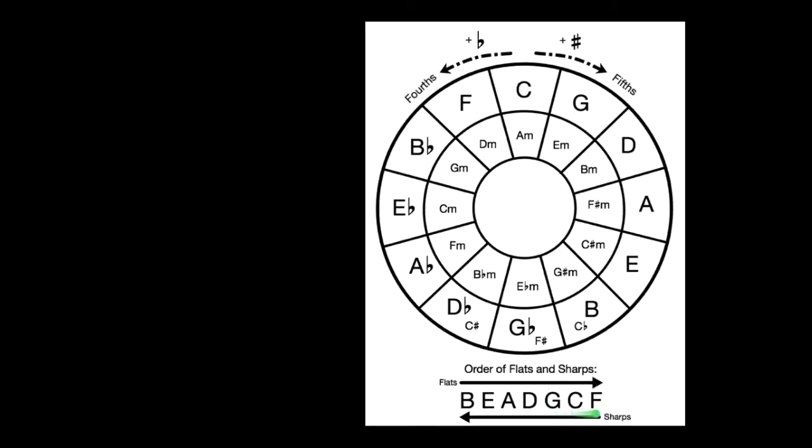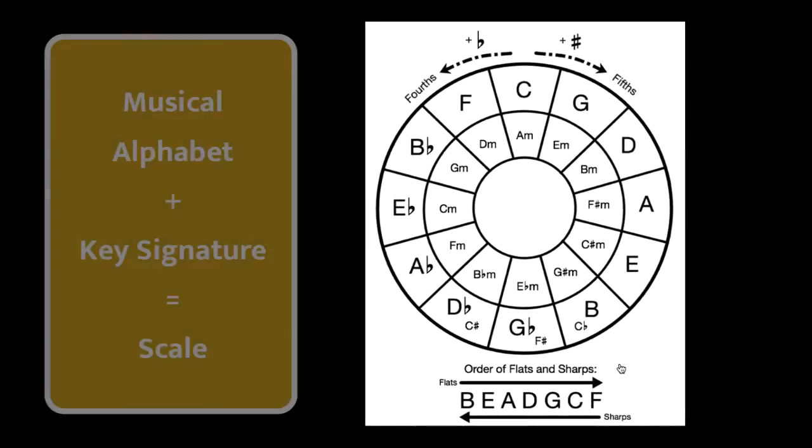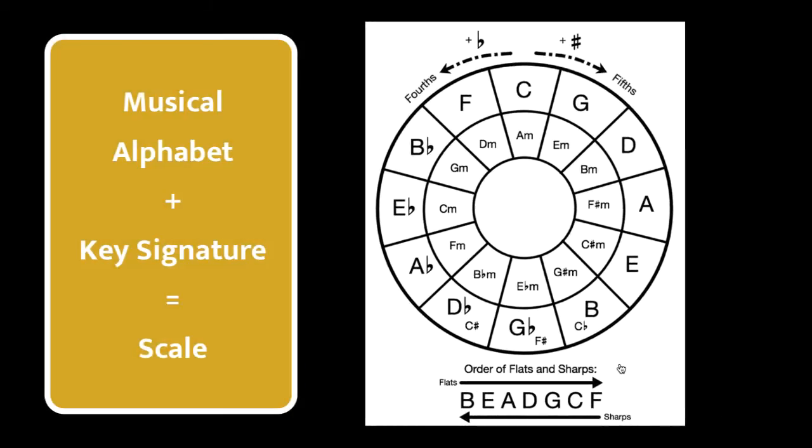So we just add these 3 sharps, F sharp, C sharp, and G sharp, to the section of the alphabet that we've chosen to build a scale on, which happens to start on the first letter of the alphabet, lucky us. So the scale becomes A, B, C sharp, D, E, F sharp, G sharp, A. It's that simple. First say the alphabet, then add the key signature.